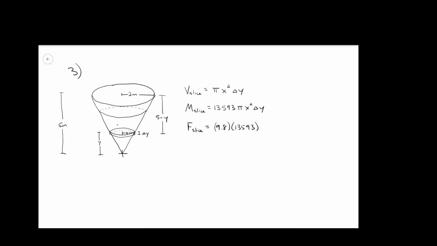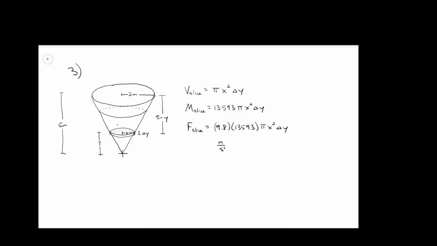13,593 pi x squared delta y. Now, just real quick, if you want to go through and consider the units here, 9.8, that's meters per second squared, right? Units of the next one, kilograms, right? Oh, actually, the density is kilograms per cubic meter. Let me get rid of the parentheses here.